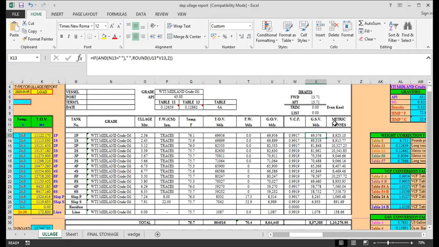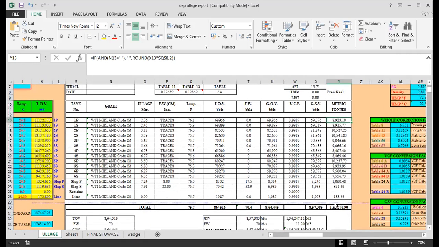Then we want metric tons in air. For that, you're going to use table 13. With this figure, when you enter table 13, you will get a weight correction factor. You will multiply your GSV by the weight correction factor, you will get weight in metric tons. For all the tanks, you're going to proceed in the same manner. At the end, you will get the total weight in metric tons, the total gross standard volume, total gross observed volume, average temperature and everything.